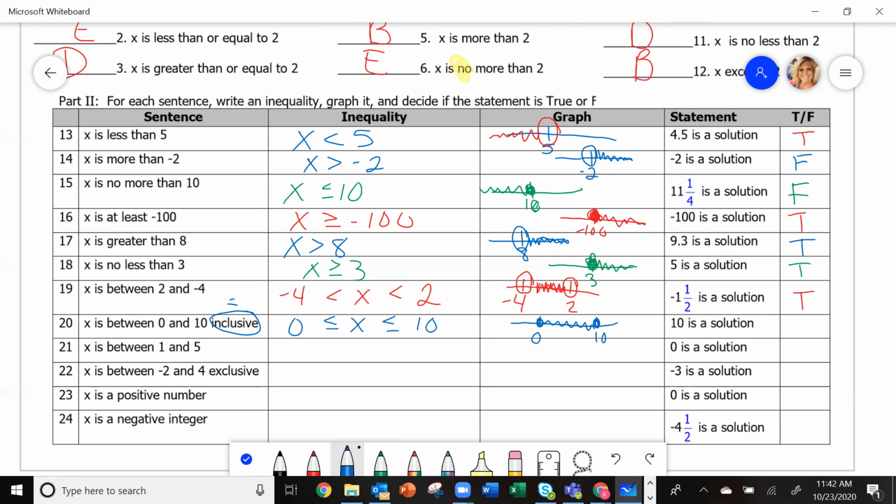Now, is 10 a solution? 10 is a colored in circle. It's equal to, so yes, it is a solution. It is true.